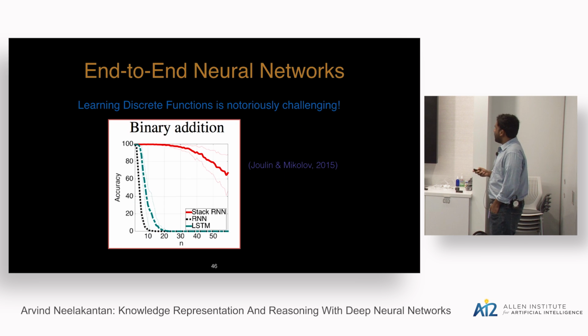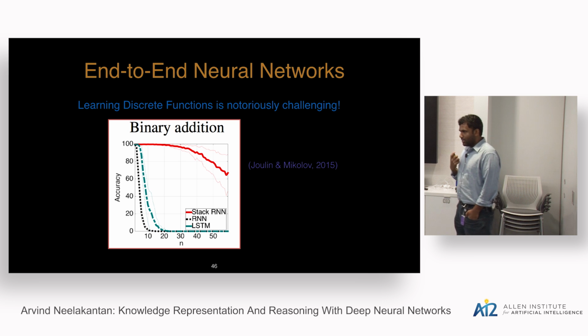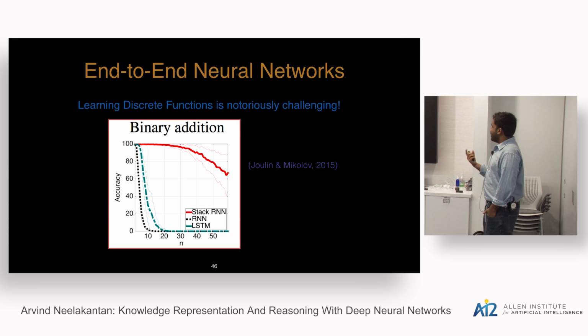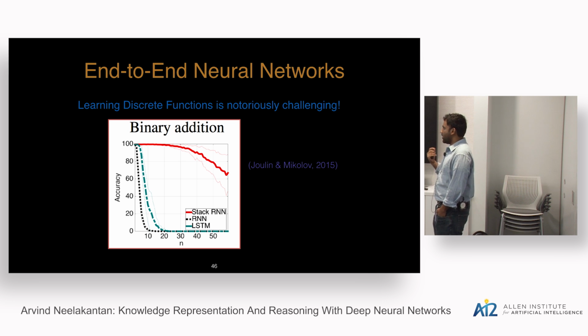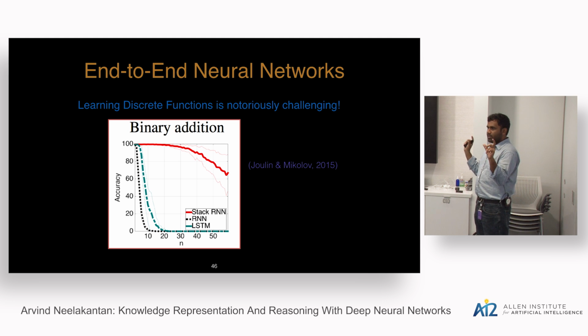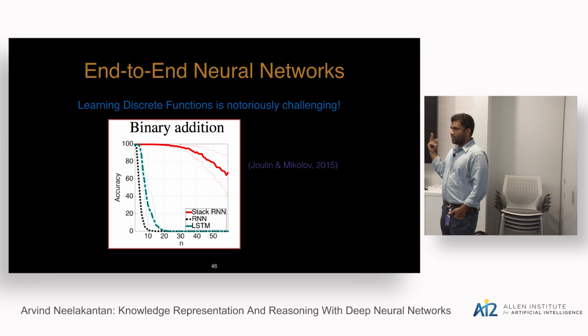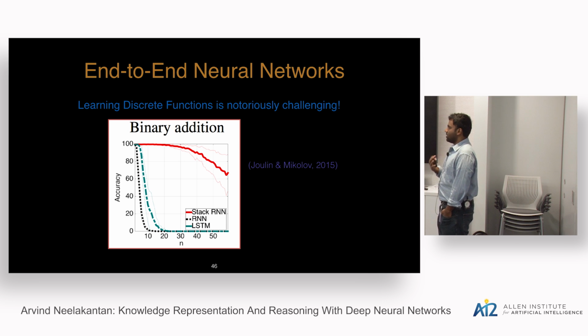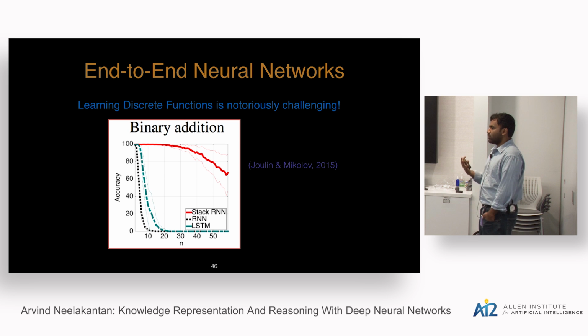Okay, and we wanted to develop end-to-end neural network models for this task, and it was not really clear how to do that, right? Because learning discrete functions with neural networks is very challenging. So this is one paper that basically shows how adding two n-bit binary numbers with neural networks is hard. And if you think about the task we are dealing with, you need to do addition and all these discrete functions on tables containing hundreds or thousands of rows.